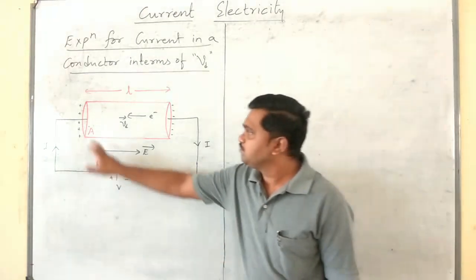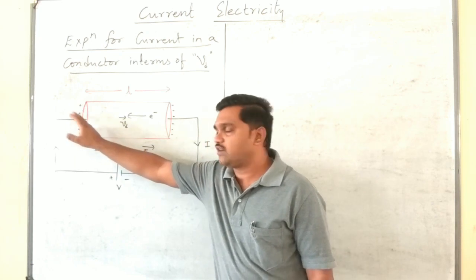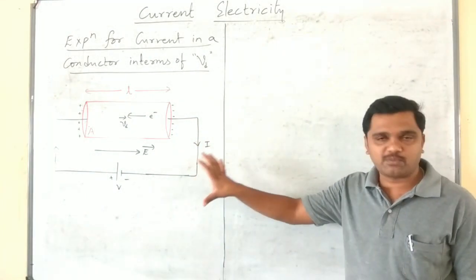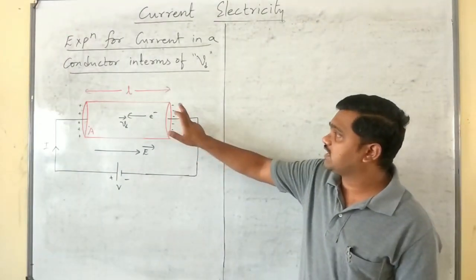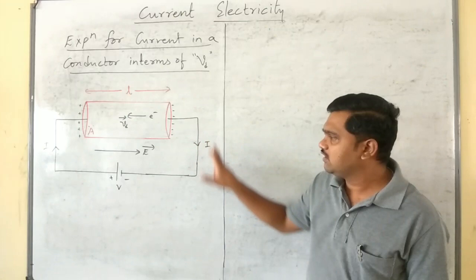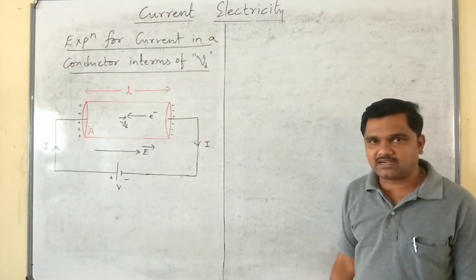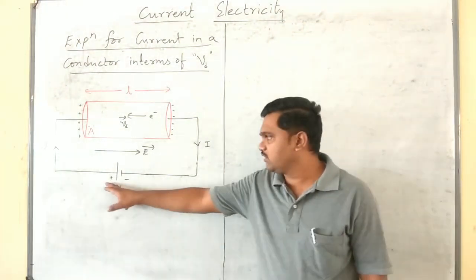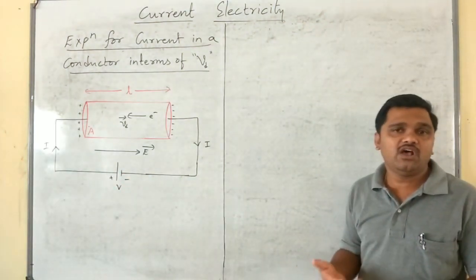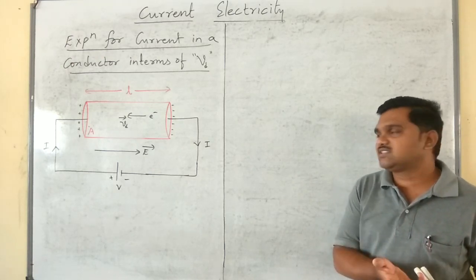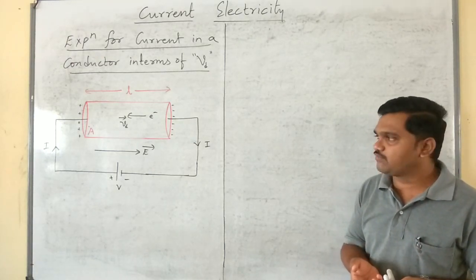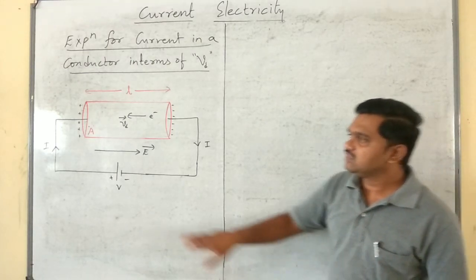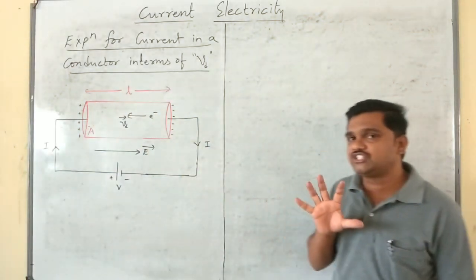Now, I have connected the left side of the conductor to the positive terminal of the battery, which is a source of potential difference, and the right side end of the conductor to the negative terminal of the battery. Here, the longer line represents high potential, that is positive, and the shorter line represents low potential. As I said in the last class, current always flows from higher potential to lower potential, isn't it? Therefore, this is the direction of conventional current.